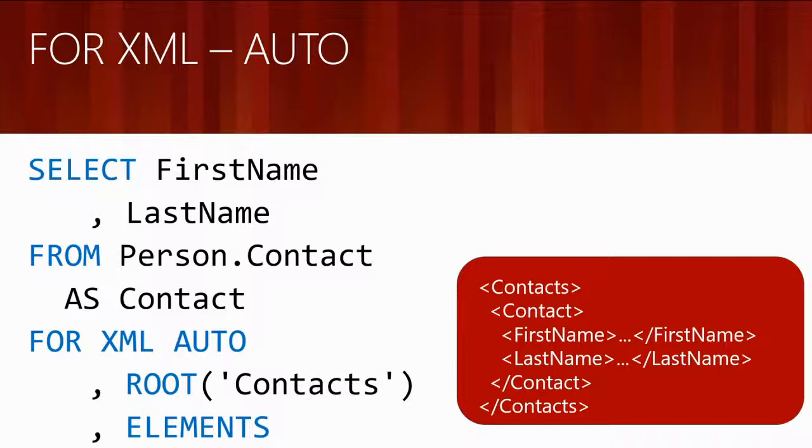Cool. You're also going to notice that by default, this would be a document fragment. And if I want this to be contained inside of one root element, then I need to specify root. Cool. The last little thing is auto. What that auto is going to do is it's going to use the name of the table for each row's element. And so if I wanted that to be contact rather than person.contact, which is what it actually would have been, then I need to specify as contact.